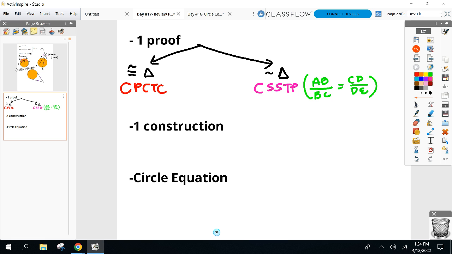So maybe you'll prove the triangles similar to get the sides in the same ratio so you can finally prove what? Product of the means equals the product of the extremes. Yep. Anything's fair game.